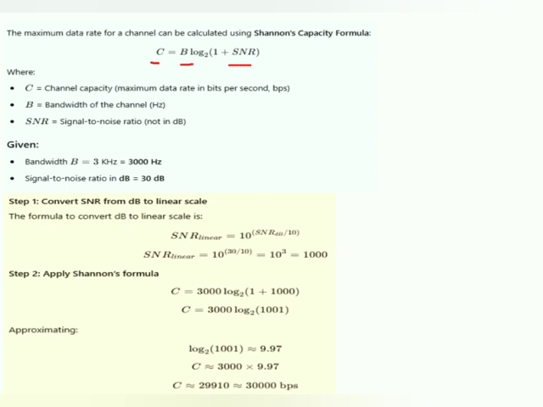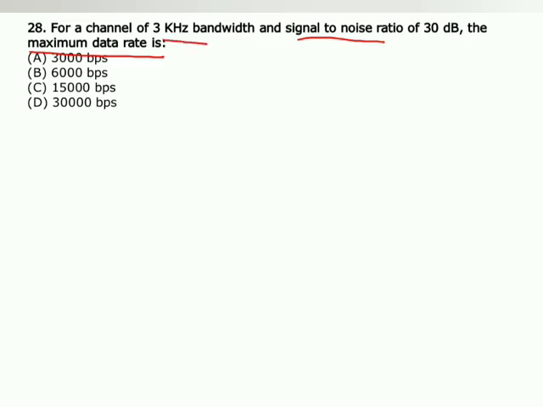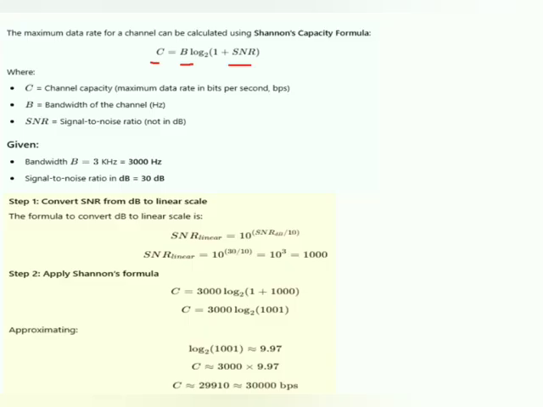First of all, what is the bandwidth here? Bandwidth is given as 3 kHz, right? Signal to noise ratio is 30 decibels. And we need to find out the maximum data rate. So bandwidth B equals 3 kHz. We are converting kilohertz into hertz. We know that 1 kilohertz equals 10 to the power of 3 hertz. So we multiply 3 into 10 to the power of 3, that is 3000 hertz.